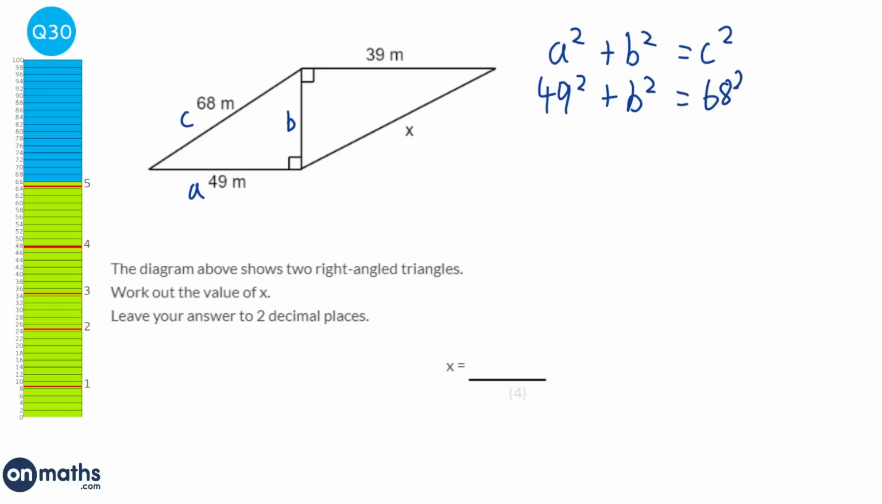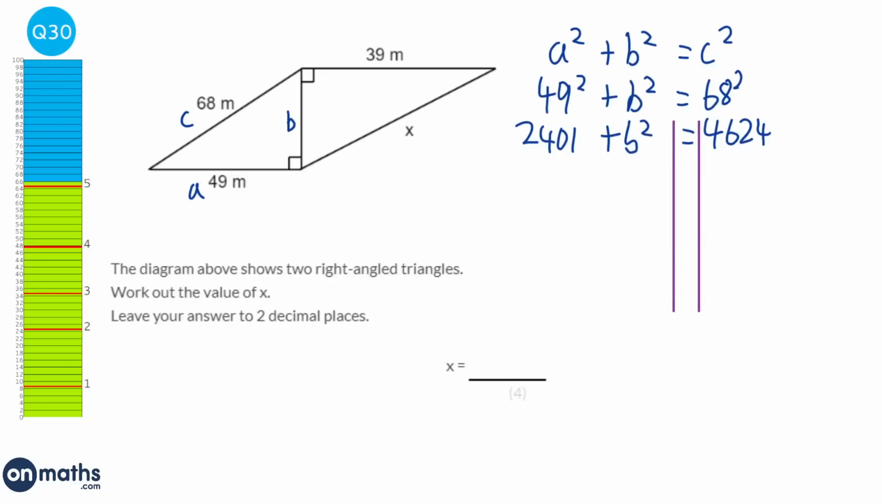And 49 squared is 2,401. And 68 squared is 4,624. So we are solving here, so let's get our lines down. And we're going to start by subtracting the 2,401 from both sides.